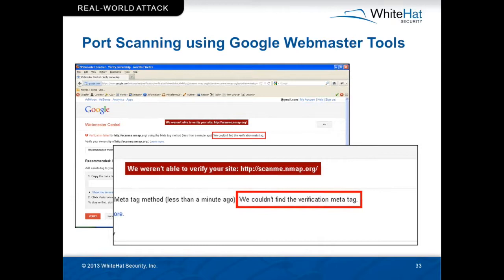And if you notice there in the error message, you see it looked for scanme.nmap.org, and the system responded with a very particular error message. We could not find the verification meta tag. That tells the researcher that that system is up, the port is listening, but the file was not there. So it's very, very powerful, using Google Webmaster Tools to port scan, server scan on your behalf.